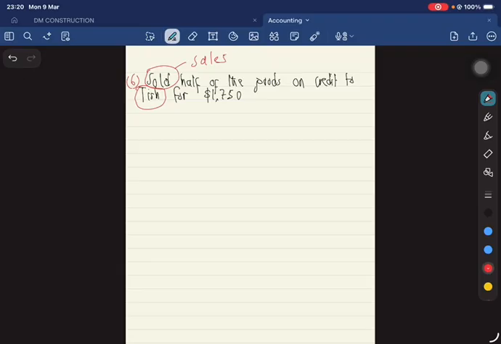And now let's see who Tish is. They sold half of the goods on credit to Tish. So Douglas sold half of the goods to Tish on credit, meaning Tish didn't pay for it. So who is Tish? Tish is a debtor. Tish bought the goods on credit, didn't pay for it, so it's a debtor or trade receivable.